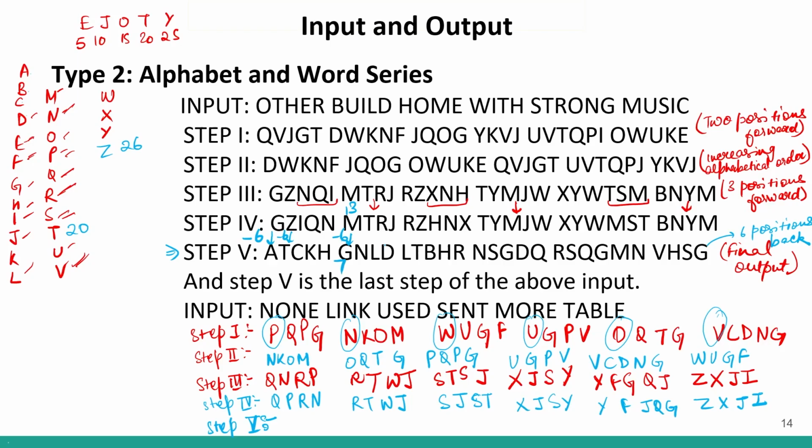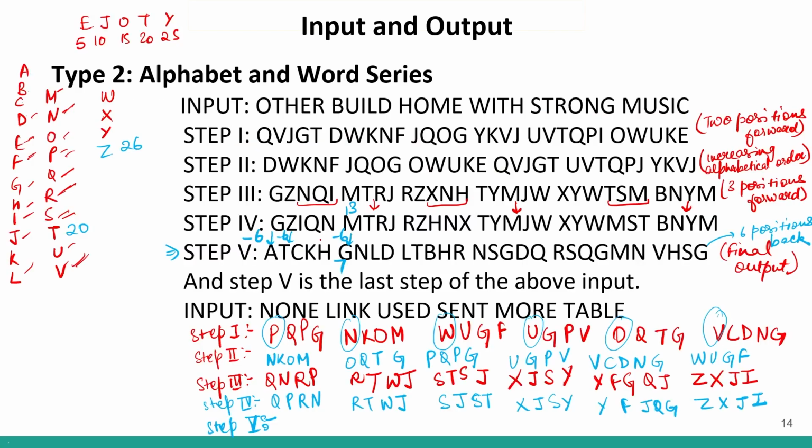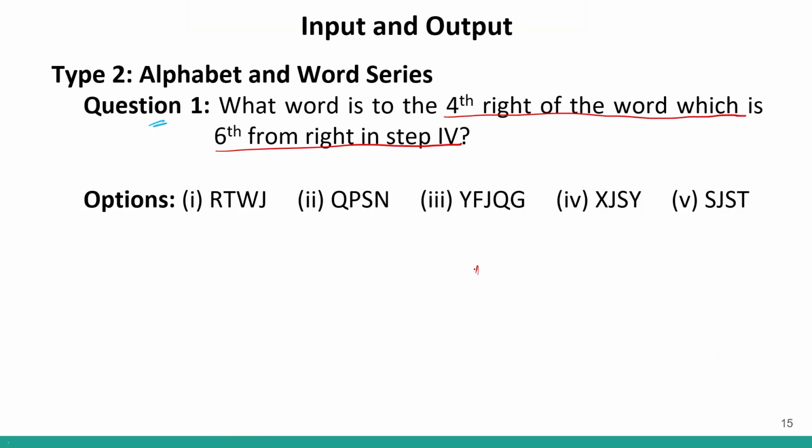Okay. So let us look at the questions first. Question 1 is what word is 4th right of the word which is 6th from right in step 4. So 4th right to 6th right in step 4. So this is my step 4. This is your left, this is your right. So 6th to the right, 1, 2, 3, 4, 5, 6. And then 4th to the right, 1, 2, 3, 4. So it will be Y, F, J, Q, G. Y, F, J, Q, G is given in option number 3. So option number 3 will be your answer. Okay.